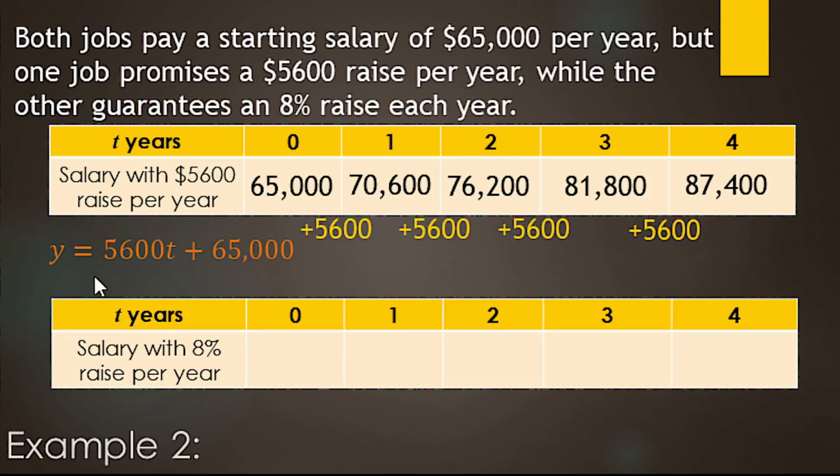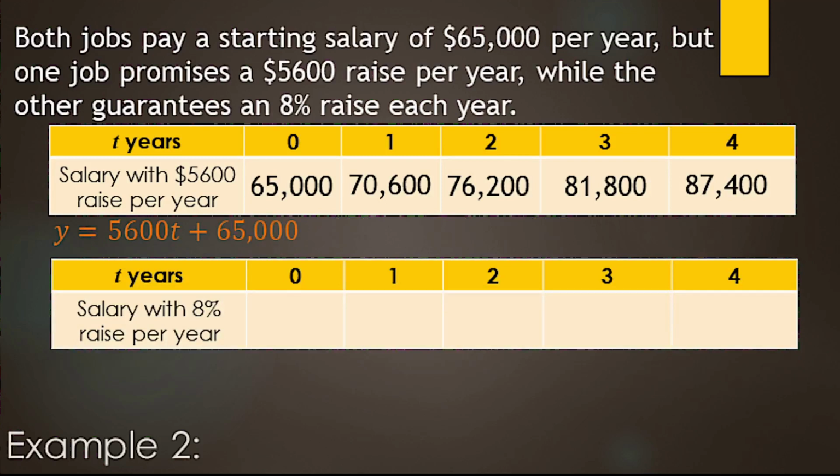Remember, this is y equals mx plus b. m is your slope or your rate, and then the b is your start amount. Now let's look at the second job where Brandon is getting a raise of 8% every year. So in year 0, it's going to be the exact same amount, right? Year 0 is he's starting out, he's brand new, he's fresh, right? And then after 1 year, he's going to get that 8% raise.